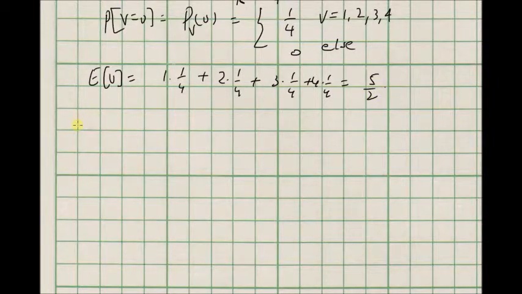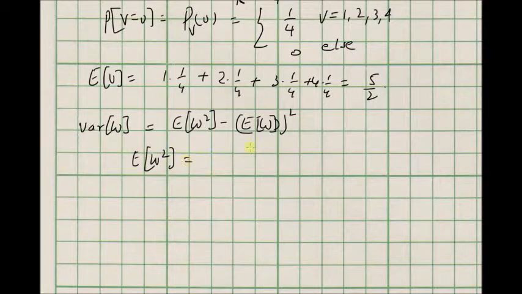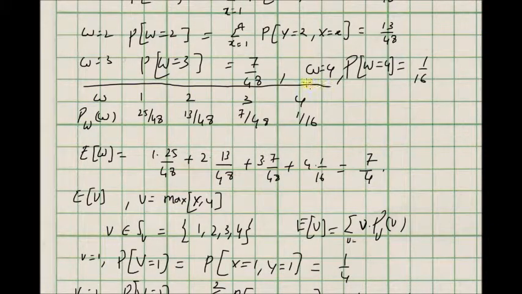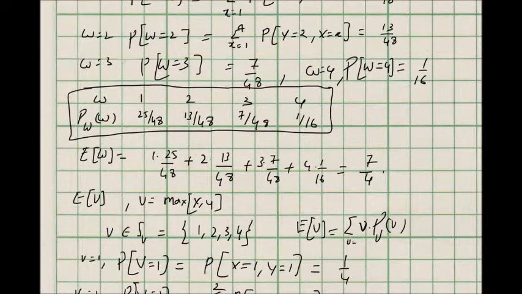Next we want to determine the variance of the random variable W, which is again defined as the expected value of W square minus the expected value of W whole square. We already know the expected value of W, so we want to find the expectation of W square, which can be easily determined from this definition, that is W equal to 1, 2, 3, 4. We have the following probability mass function values.